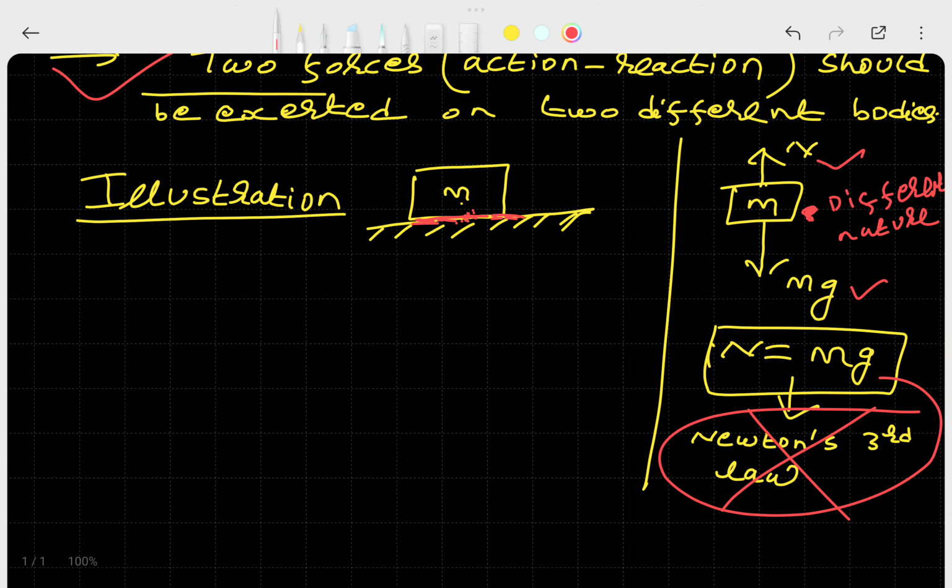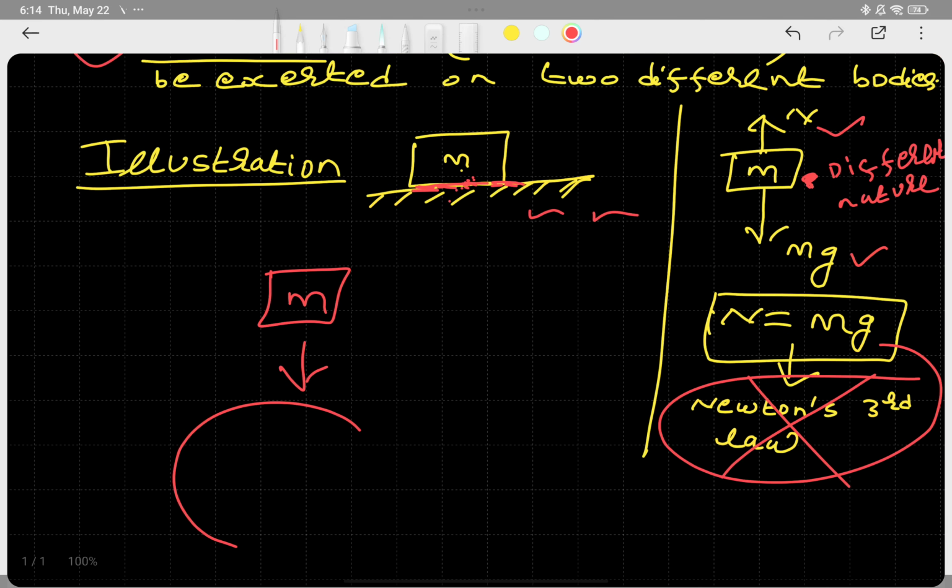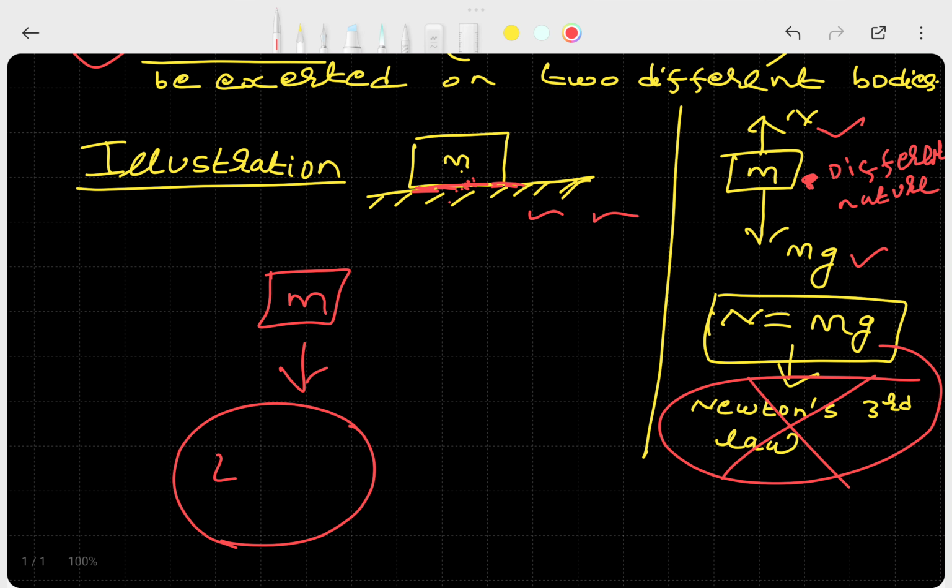See, one more illustration I will give. Let us say this table is not there. This block of mass m is falling down. Let us say this is the earth. Now the block is falling down towards the center of the earth.